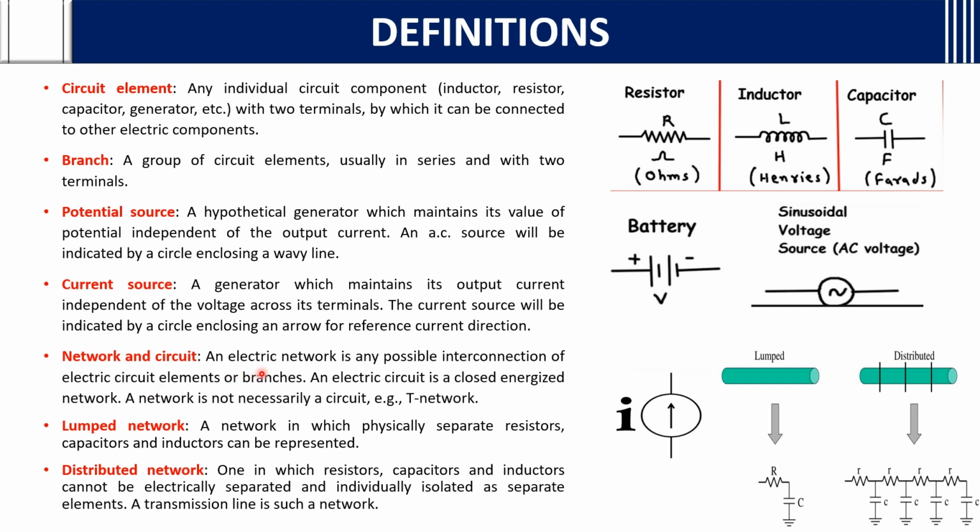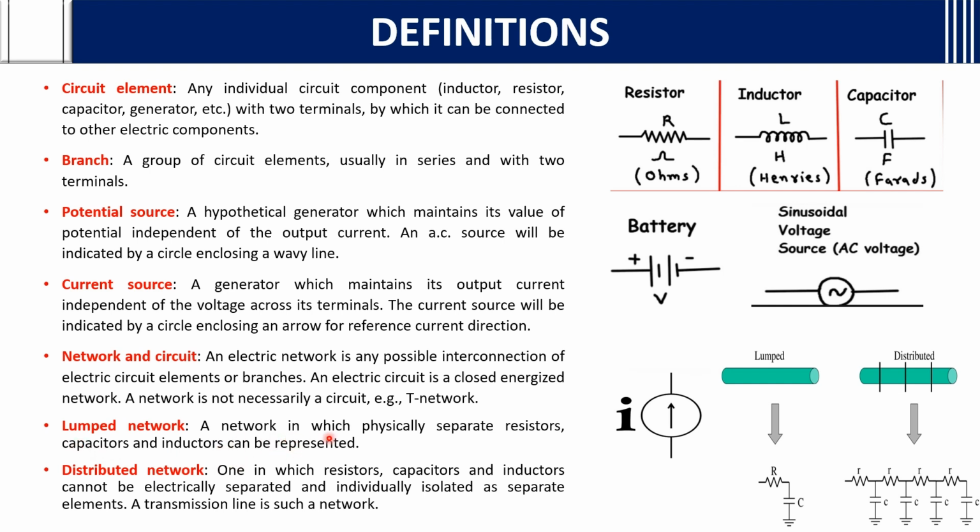Network and circuit. A network or circuit means a combination of resistor, inductor, capacitor, or resistance with a battery and many more resistors. These are like T network, pi network. We'll study them in brief in future topics.